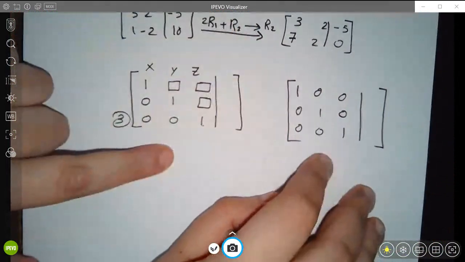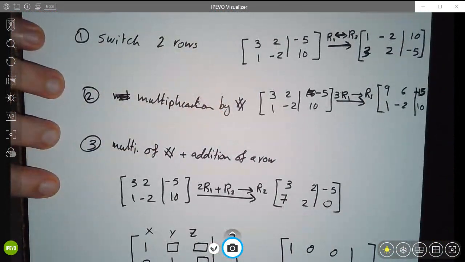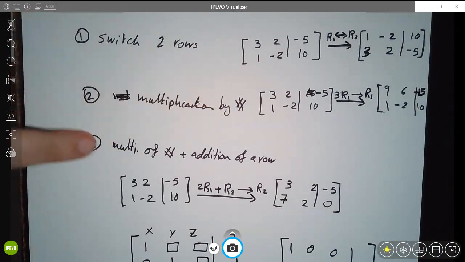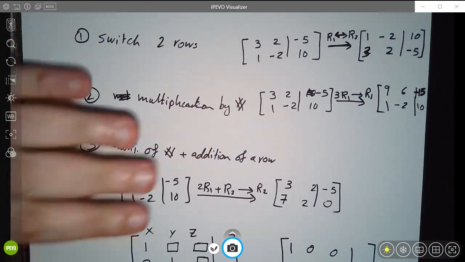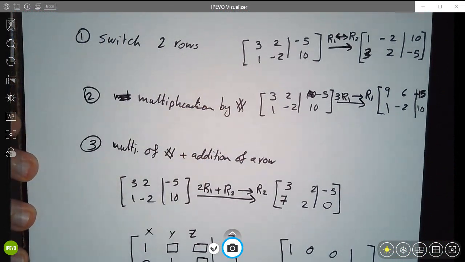And how do you get here? By doing these three operations. Now, the order, what numbers you multiply, what rows you add, that depends on the matrix you get. Okay?